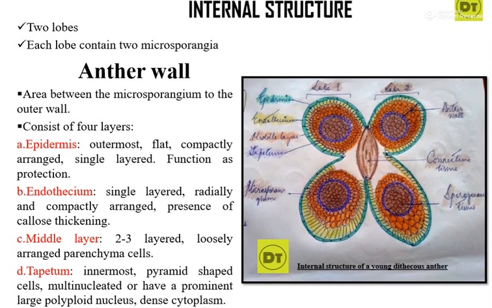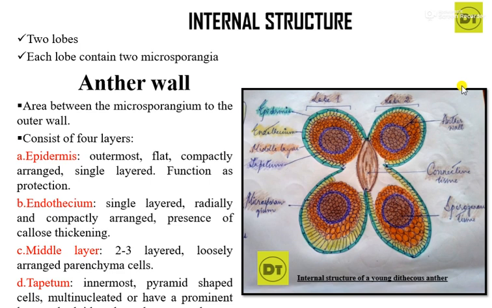Now see, when we do a transverse section through the young dithecous anther, we find this type of structure. Here I have colored different parts so that it becomes clear for you to understand. This is the internal structure of a young dithecous anther. Since it is dithecous, how many lobes will we get? We will get two lobes. This is lobe number 1 and this is lobe number 2. Both are joined by a sterile tissue known as connective.